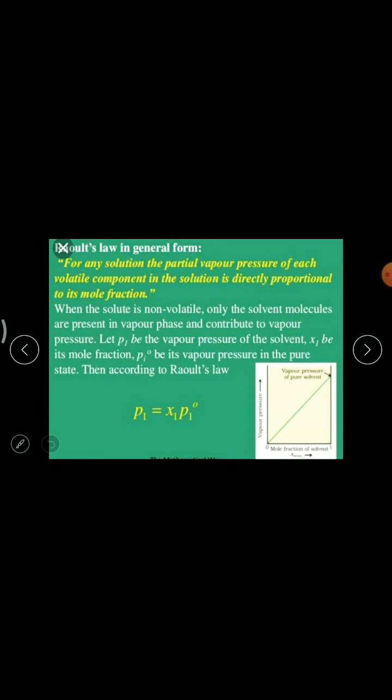Next is Raoult's law in general form. So Raoult's law is for any solution, the partial vapor pressure of each volatile component in the solution is directly proportional to its mole fraction. When the solute is non-volatile, only the solvent particles are present in vapor phase and contribute to vapor pressure. Let P1 be the vapor pressure of solvent, chi1 be its mole fraction, and P naught 1 be its vapor pressure in pure state. Then according to Raoult's law, this is the formula and this is the graph.